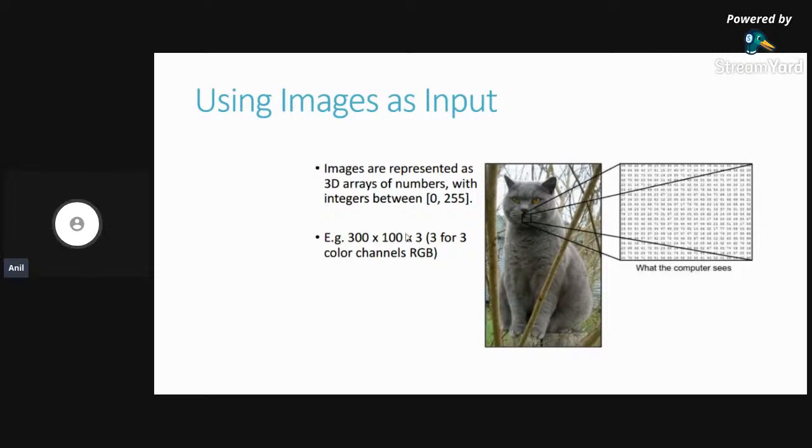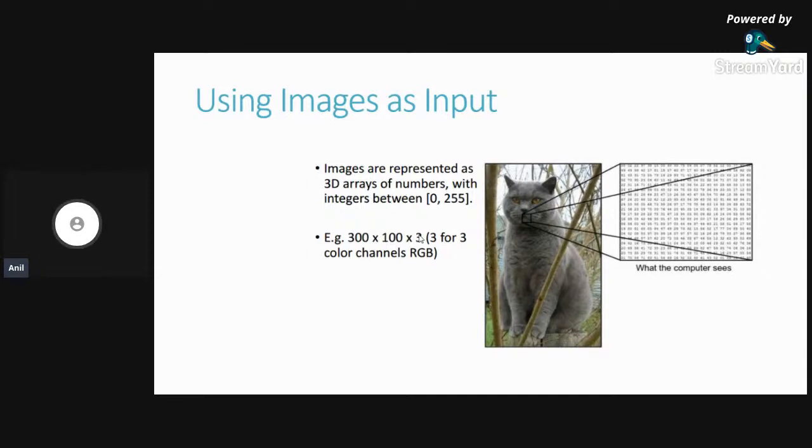So for example, let's say we have an image of size 300 cross 100 cross 3. So 300 cross 100 is the height and width of the image, and cross 3 is the channels. That means RGB, color channels. So each channel has the range from 0 to 255. One pixel is a combination of these 3 colors.